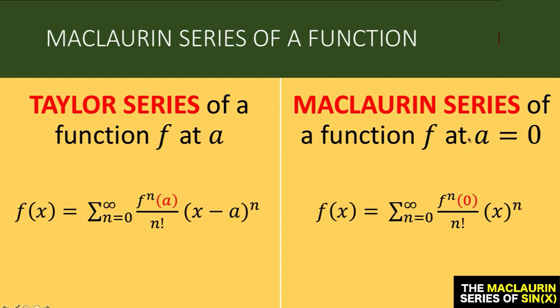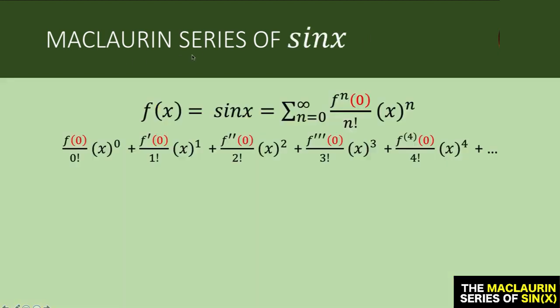So let's focus ourselves on this Maclaurin series. For the Maclaurin series of sine of x, what we are going to do now is to expand sine of x using this Maclaurin series formula. You have the summation from n equals 0 up to infinity of f^(n) of 0 over n factorial times x raised to n, where our f of x is sine of x.